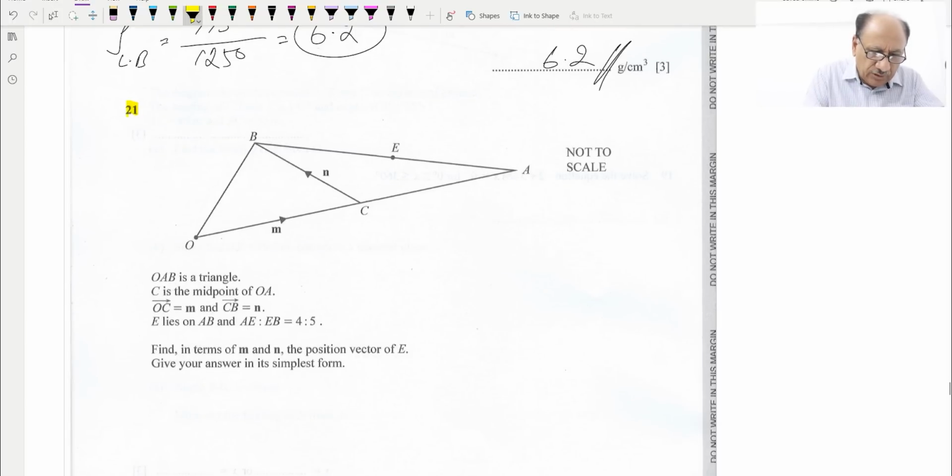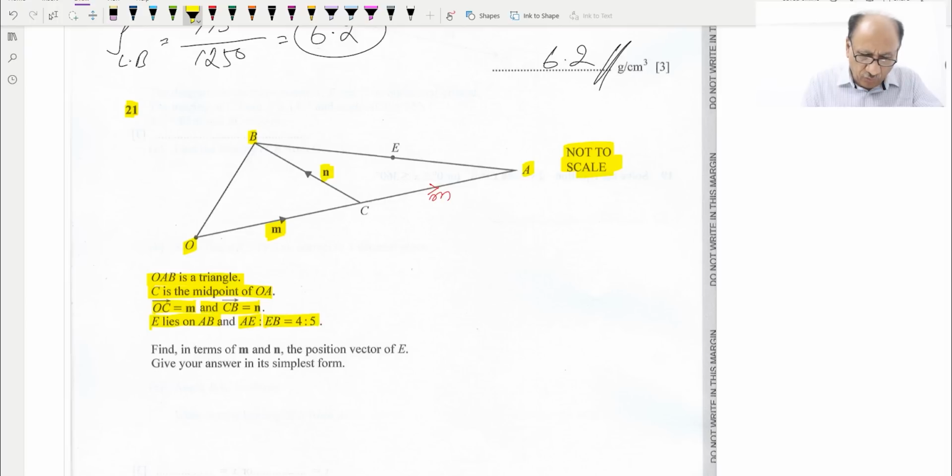Question 21 says the diagram is not to scale. OAB is a triangle, and C is the midpoint of OA. C is the midpoint of OA means if this is m, CA will also be m with the same direction. Then they are saying OC is equal to m and CB is equal to n. E lies on AB.